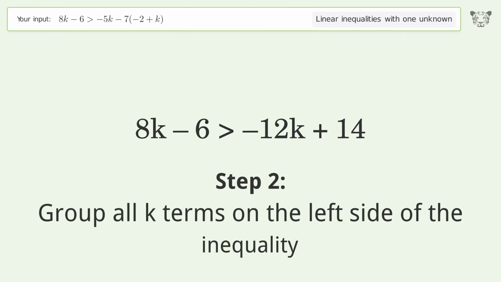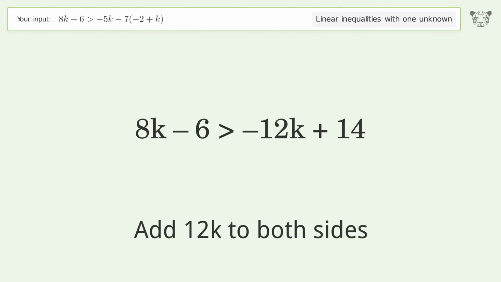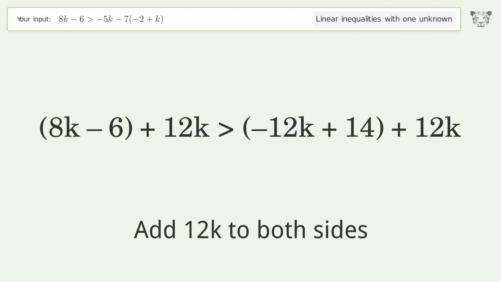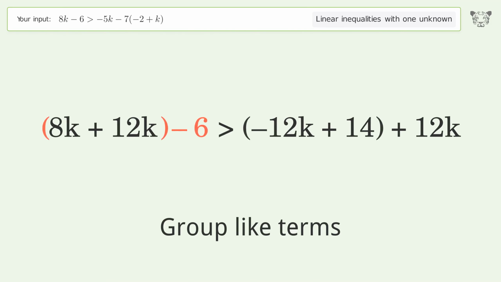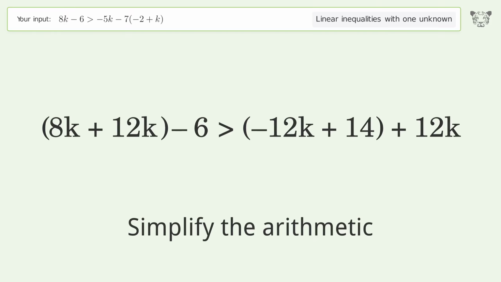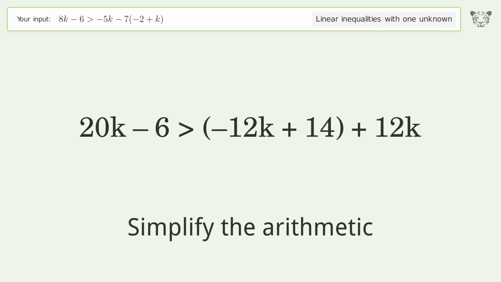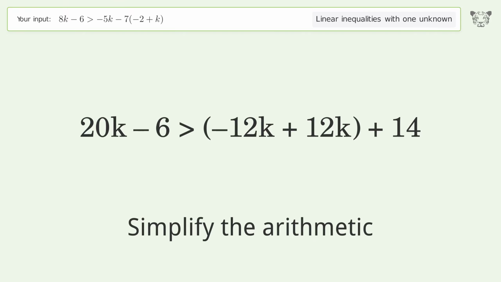Group all k terms on the left side of the inequality. Add 12k to both sides. Group like terms. Simplify the arithmetic. Group like terms. Simplify the arithmetic.